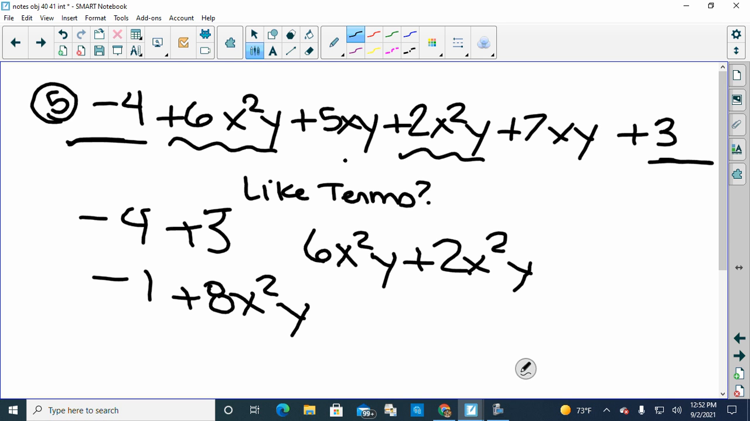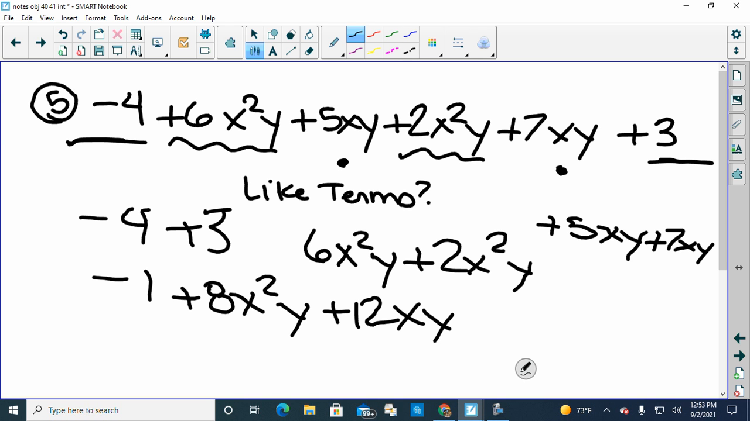Okay, and then the only thing that's left is the xy and the xy. So I have a positive 5xy and then a positive 7xy. Which is what? 12xy. Okay, so at this point we can find our like terms, but the way that it's written right now is not proper notation. When we write these, you write them alphabetical, from the largest exponent down to where there isn't an exponent.